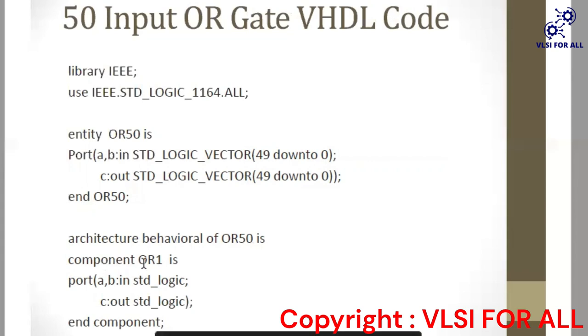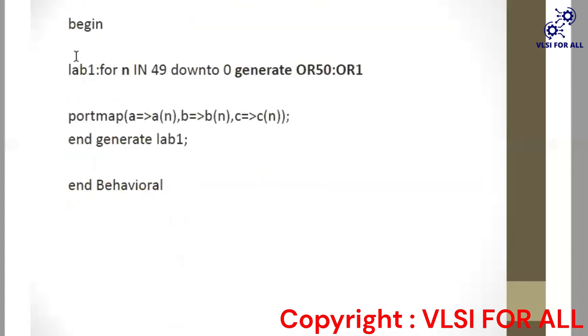after that we will define the component, like our component is a small OR module. A and B are inputs in the OR module, and C is an output, and we will end the component. Now we will use this component, we will create this component multiple times by using the generate statement, like you can see how to create this. To begin, lab1 means label 1, this is user defined. n is our variable name. In 49 down to 0 means we want to run the loop, and after that, the generate keyword.